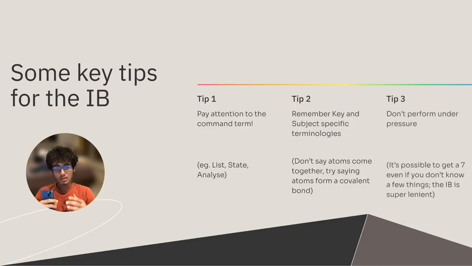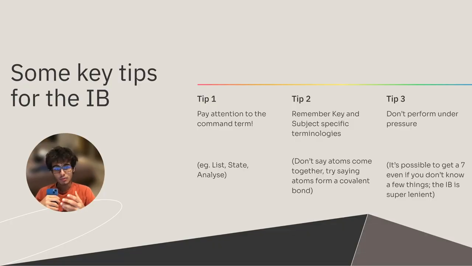Lastly, don't perform under pressure. It's possible to get a 7 even if you don't know a few things. The IB is super lenient. And this is something that my teachers didn't tell me in school, that even if you completely flunk a section of the ABCD in the assessments, it's still possible to get a 7.